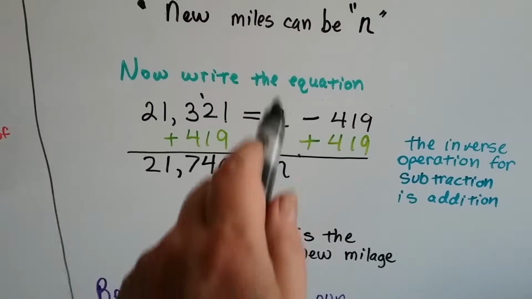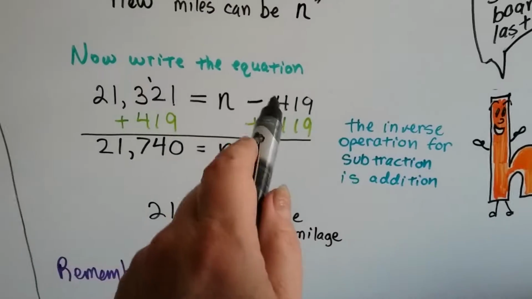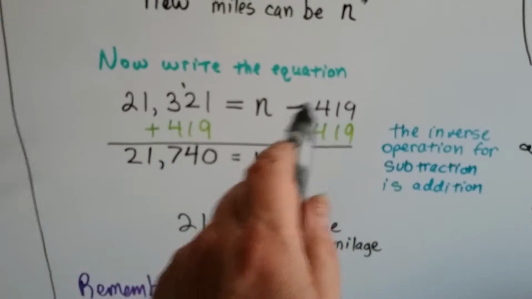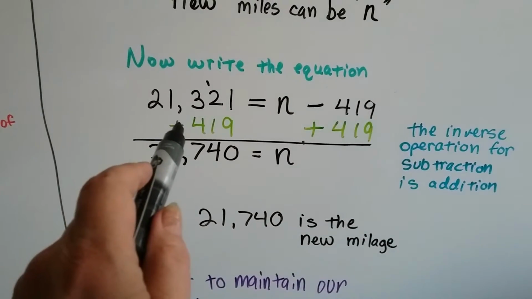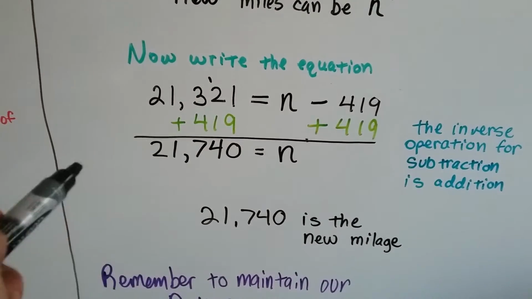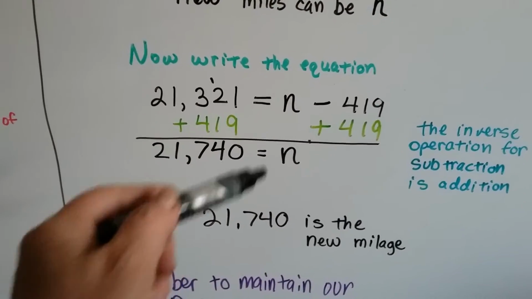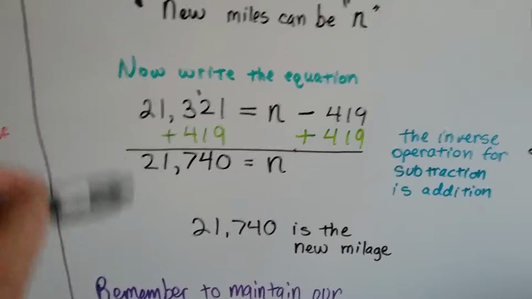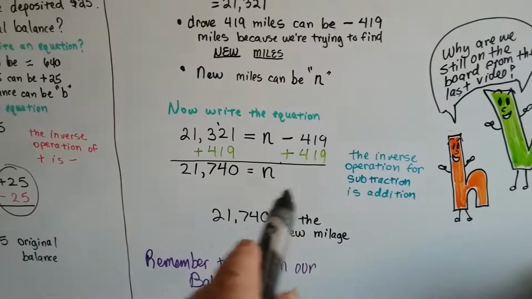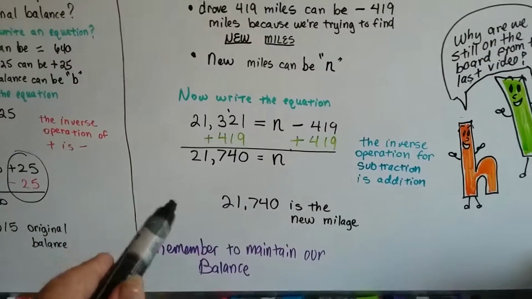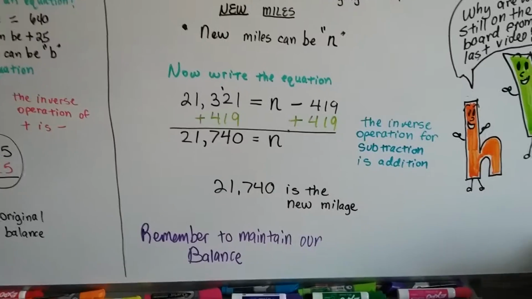So we need to get n by itself, all right? So it says minus 419, and the inverse operation of subtraction is addition. And if we add 419 to this side, the n will be by itself. But because we have to do the same thing to each side of the equal sign, we have to add 419 to this side. So we do, and we get 21,740 as the new mileage. See? Do you see how we wrote the equation to fit the problem? And we had the variable on one side, and then we used the inverse to take it away, and it balanced. Okay? So that's what we're going to be doing with word problems for the algebra word problems, okay?